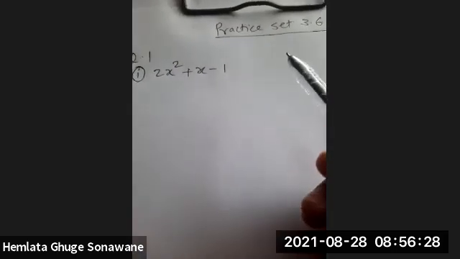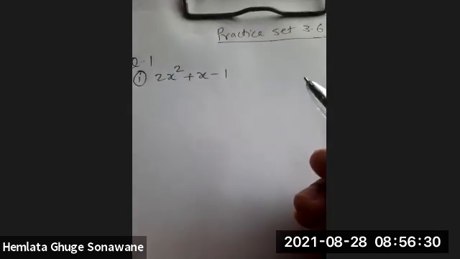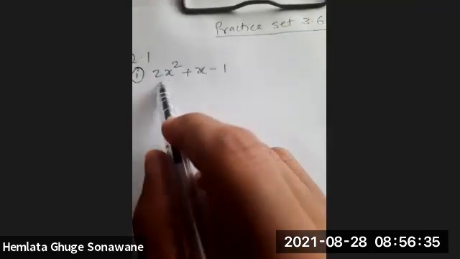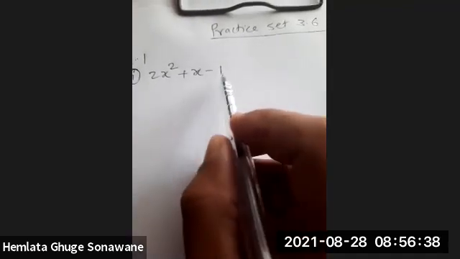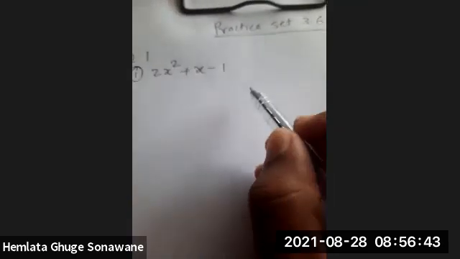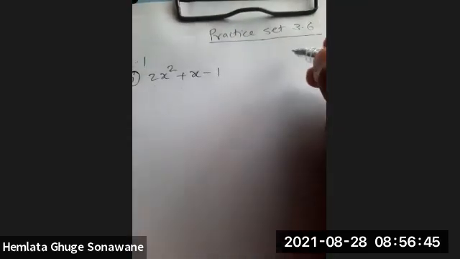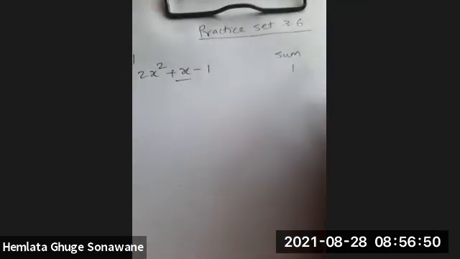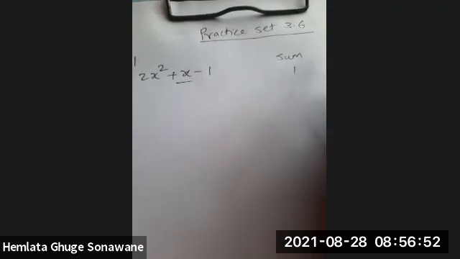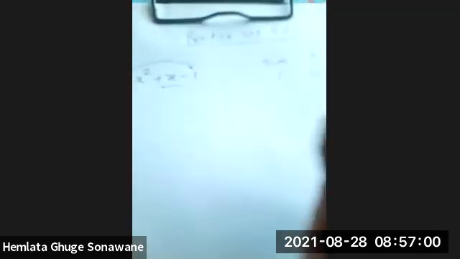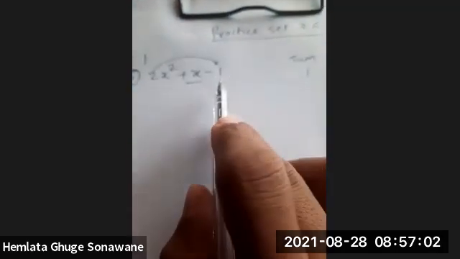The first question: find the factors of the polynomials given below. First one is 2x square plus x minus 1. Now here we have to find two factors whose sum is 1, that is the middle variable coefficient, and whose product should be 2, that is 2 ones are 2.